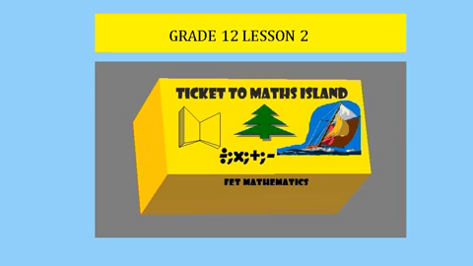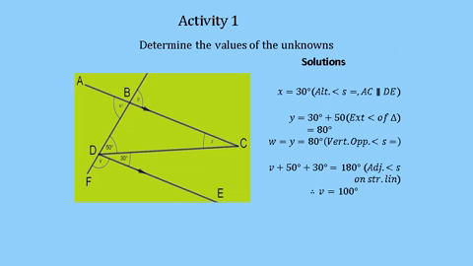Good day. This is lesson number 2. In the previous lesson, there was an activity, which was activity 1. And then here are the answers. The chapter is still Euclidean geometry.